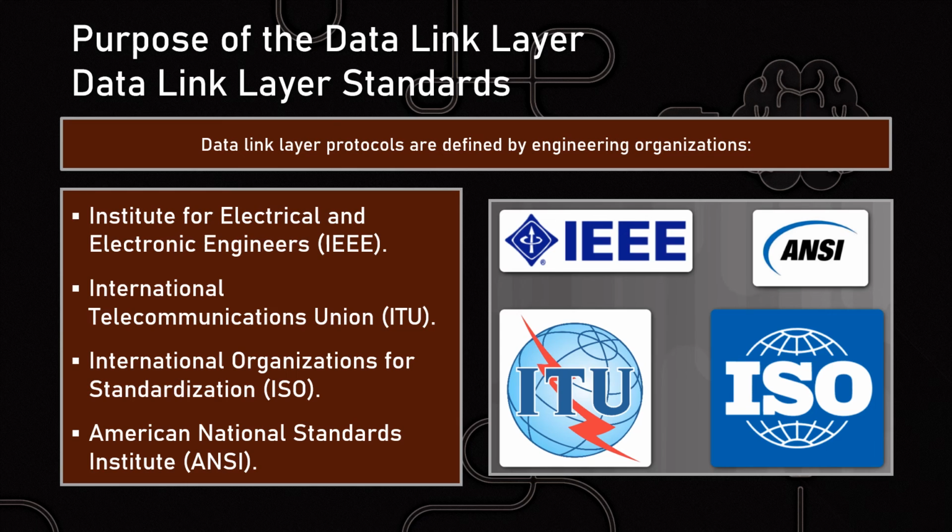The IEEE is the Institute for Electrical and Electronic Engineers. The ITU is the International Telecommunications Union. The ISO is the International Organization for Standardization. The American National Standards Institute is called the ANSI, or ANSI, as I learned it.